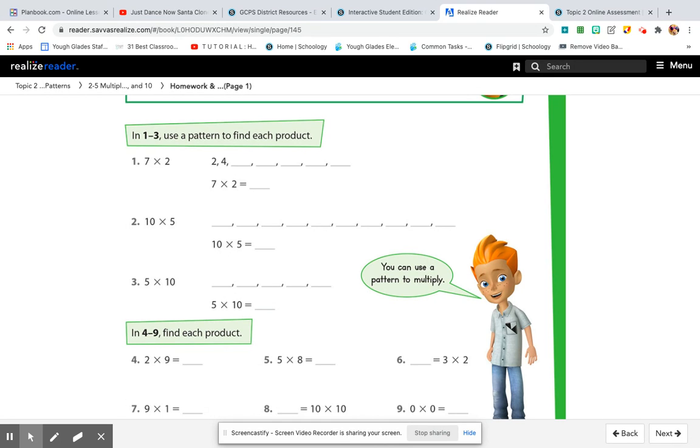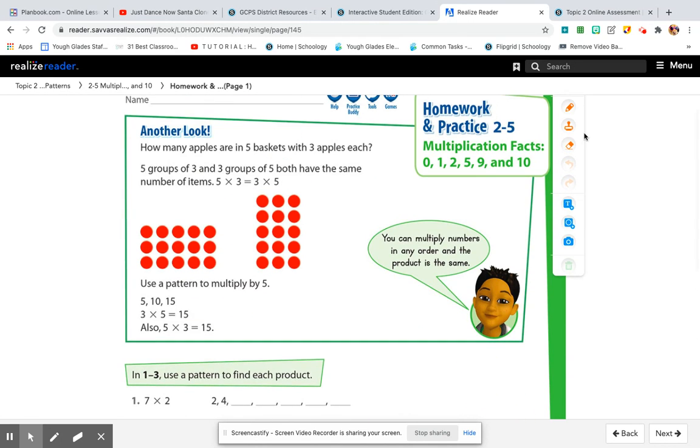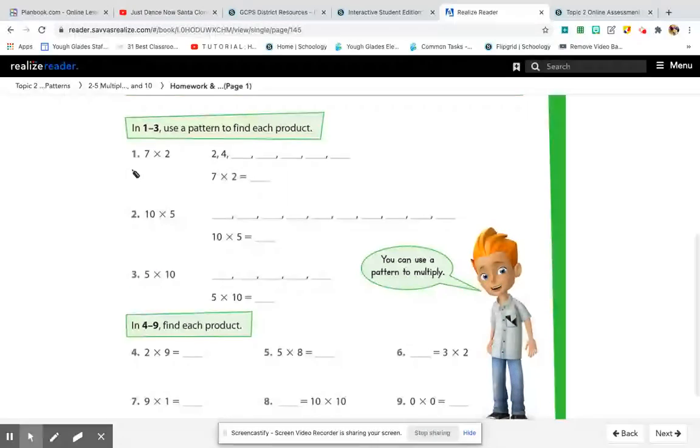So it says use patterns to find each product. So what we're going to do is first identify the pattern. So when you see number 1, it says 7 times 2. We've learned in this unit that when we see 2 as a factor, we know that we can skip count to find the product. Whenever you see 2 as a factor, know you can skip count by 2s to find the product. So we are going to skip count by 2 up to 7, and that will give us the answer to 7 times 2.